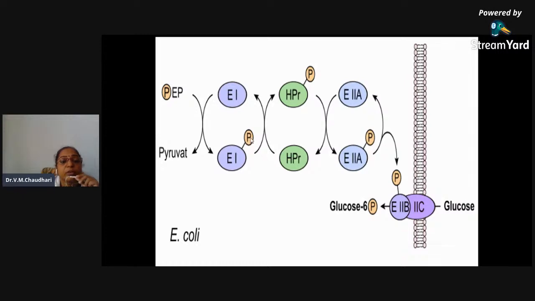Enzyme first phosphorylated donates the phosphate group to HPR, the heat resistant protein, which becomes phospho HPR. Phospho HPR donates the phosphate group to enzyme second A, which is converted to phosphorylated enzyme second A. Enzyme second A donates the phosphate group to enzyme second B, which is present in the cell membrane. The membrane protein enzyme second B binds to glucose, and when it binds, it donates this phosphate group to glucose, and glucose is transferred into the cell as glucose 6 phosphate. This is known as the phosphotransferase system in E. coli.